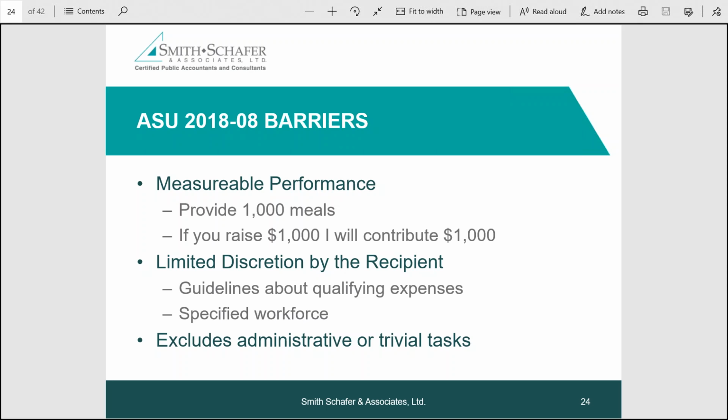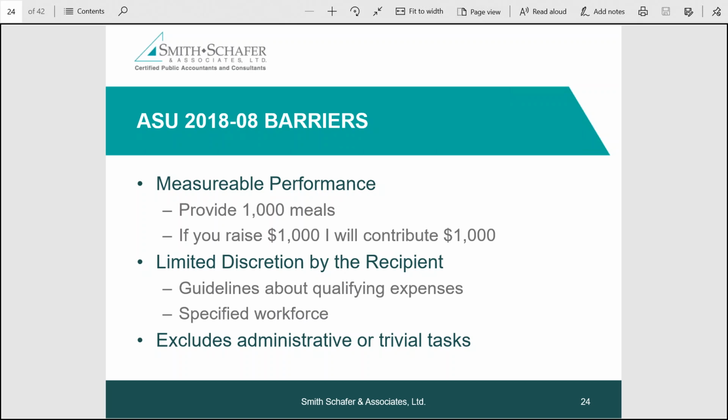In the past, you may have recognized that revenue on December 31st. Well, now you cannot recognize that revenue until you have actually provided the 1,000 meals. So on December 31st, instead of recording a nice deposit and revenue, you're going to be recording a deposit and a liability.